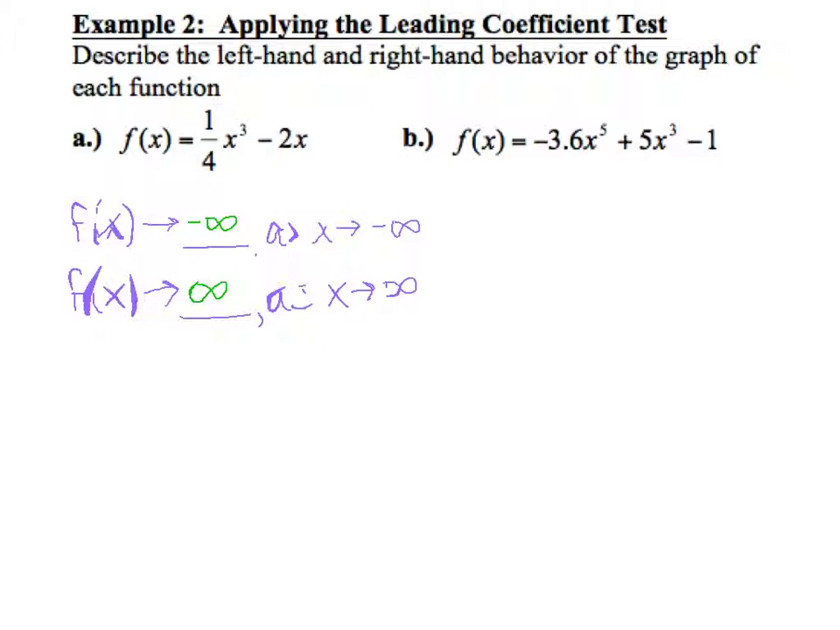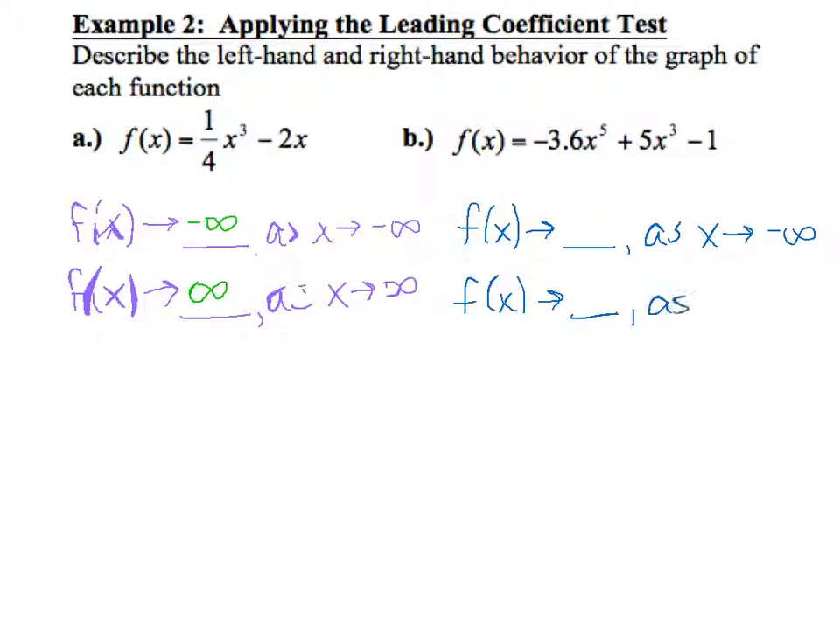Okay, for example B, we're going to write the same thing. We're going to talk about what f of x does. It approaches blank as x approaches negative infinity. I always write the first part, or the negative one, on the first row. And then what does f of x approach as x approaches positive infinity? So we look at our values here.